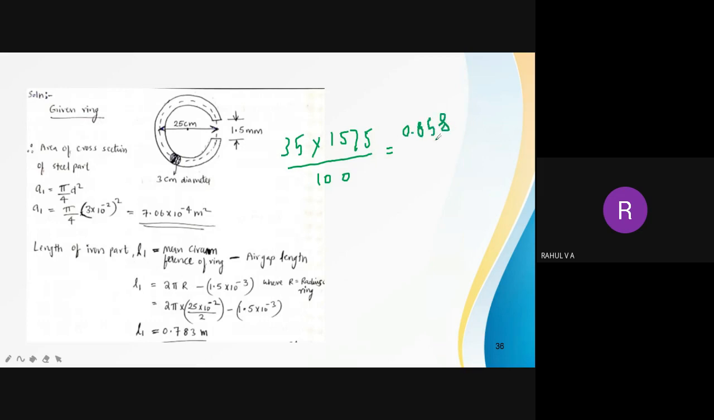B is 0.858 divided by 4 pi into 10 raised to minus 7 into mu R2 into L1. So the value of L1 is actually 0.783. So from this equation, just find out what is mu R2.